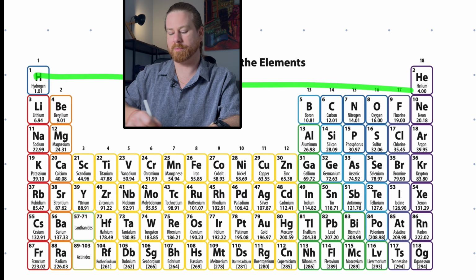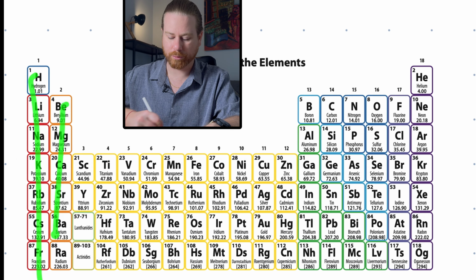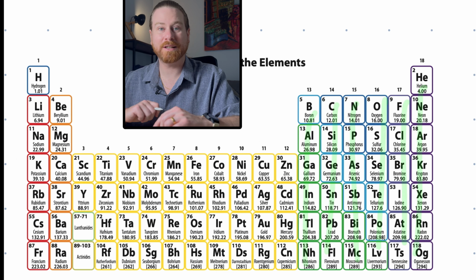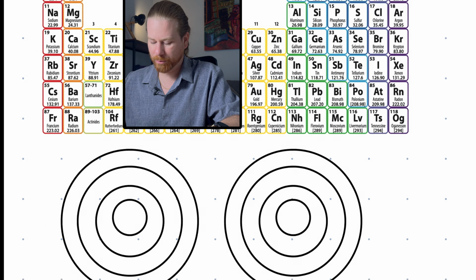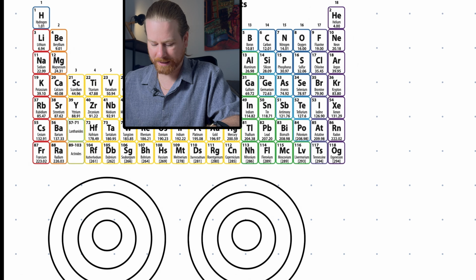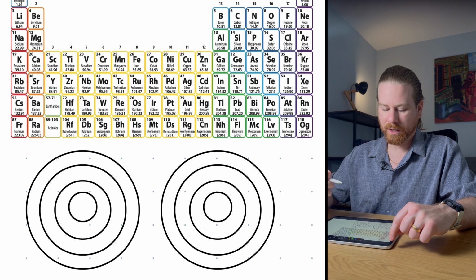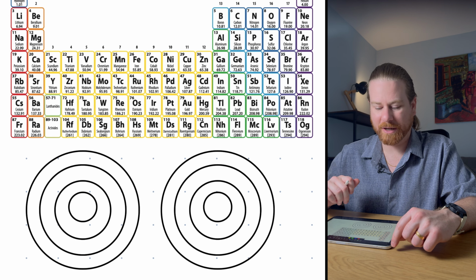So the first way is with periods, increasing numerically. And then the second thing is with groups. Each vertical thing is called a group, and each group has a number. So the numbering of the groups is very important, as we're going to look at for the rest of this video. So what does the group tell us about that element?